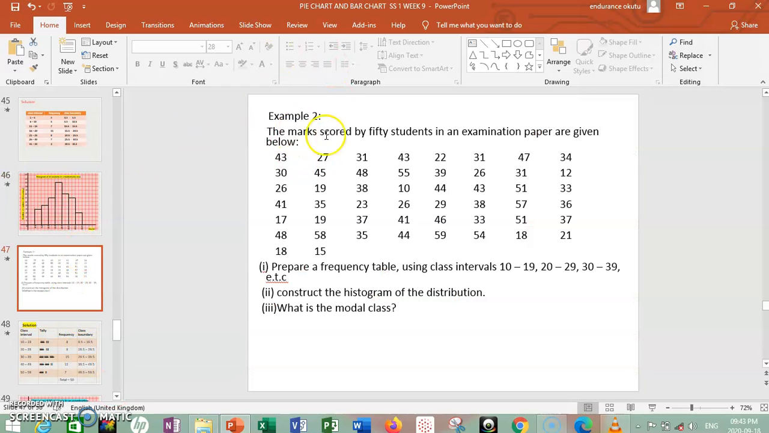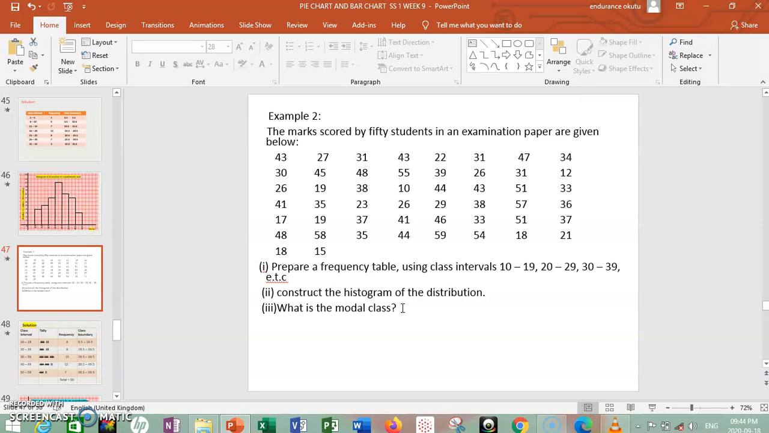Now example 2. This is raw data. Remember I taught us raw data. Now a raw data has been collected. We are asked to use this particular interval, prepare a table, draw the histogram, and also calculate the mode. What is the modal class?